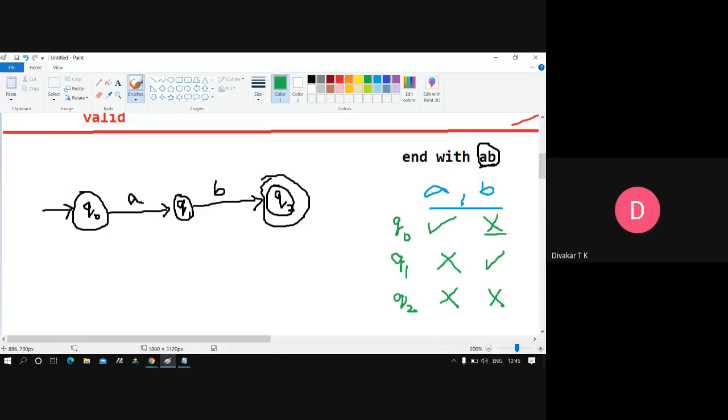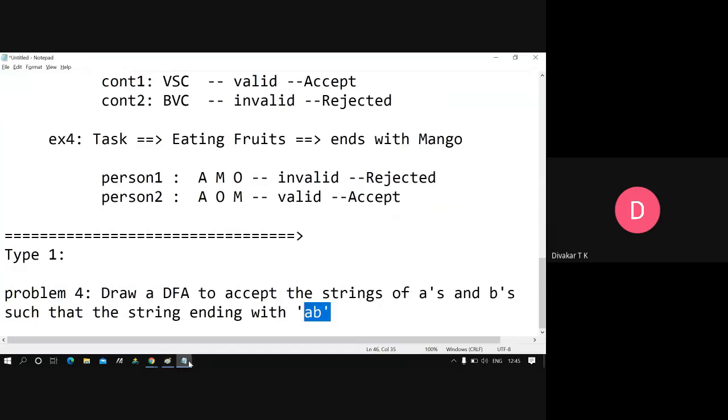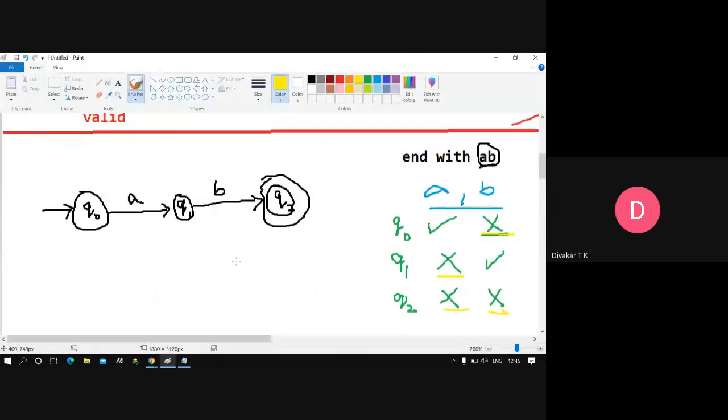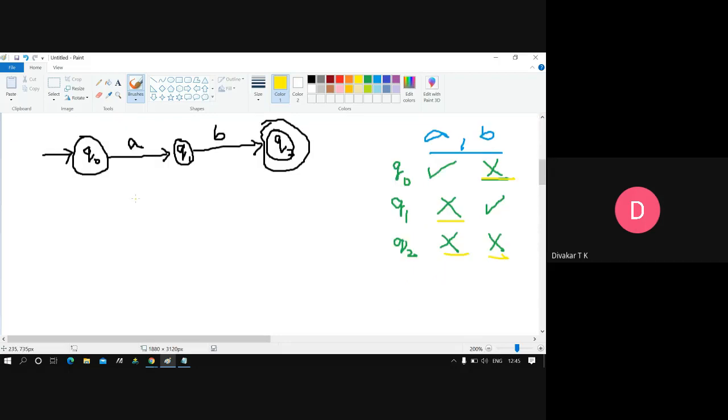But here, closely observe, there is no outgoing edge. Here also no outgoing edge. Here also no outgoing edge. I should make these outgoing edges. Yesterday we simply said that somehow we are doing self loops and all. That part is okay. Now it is a little complicated. Closely observe. Concentrate.